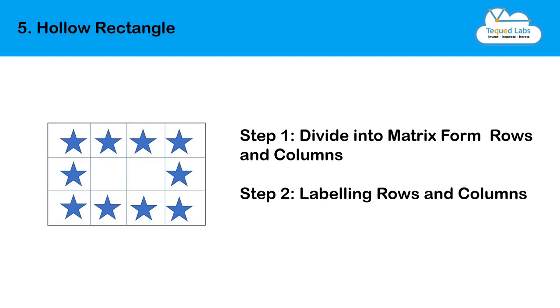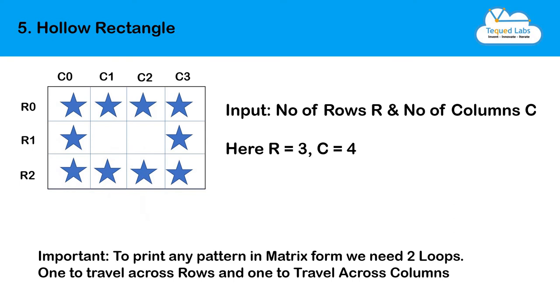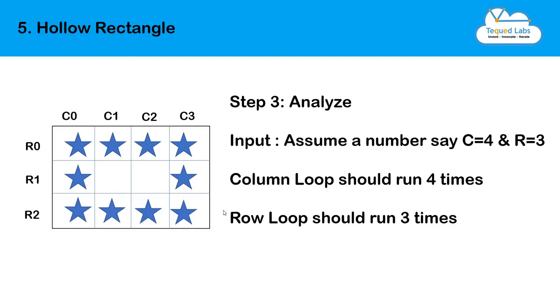Now here is a hollow rectangle. Let us first divide this hollow rectangle into rows and columns and label them. So this is how we are going to label it: R0 to R2, the rows, and C0 to C3 for the columns. The input for a rectangle should be the number of rows and the number of columns. So let us assume R to be 3 and C to be 4.